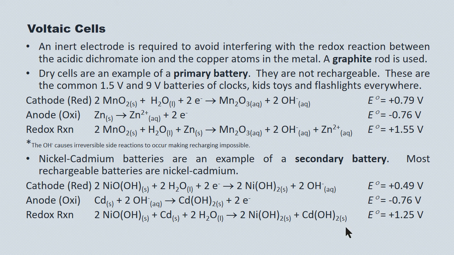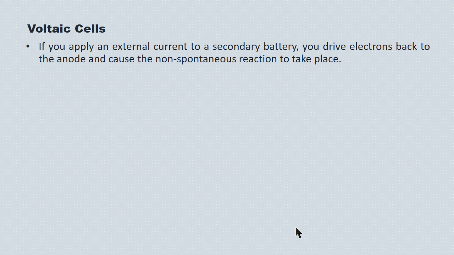And again, the products here are stable, so if you apply an external current to this, opposite in direction to the spontaneous flow of electrons, you can force the electrons back up towards the anode. It's like pushing a ball uphill. When we say that here, you apply an external circuit to a secondary battery and you drive electrons back to the anode. And you're in effect causing a non-spontaneous chemical reaction to take place.